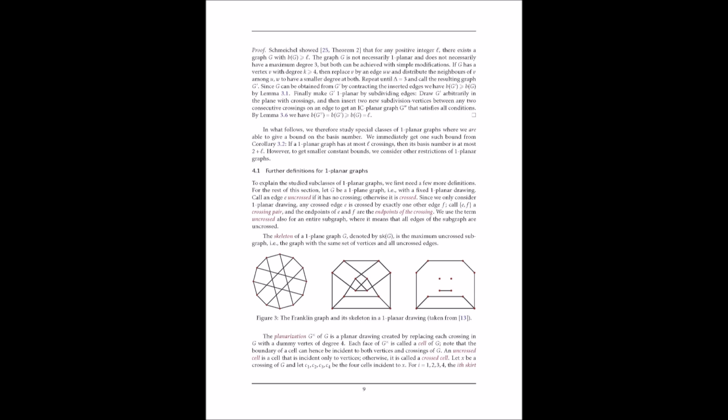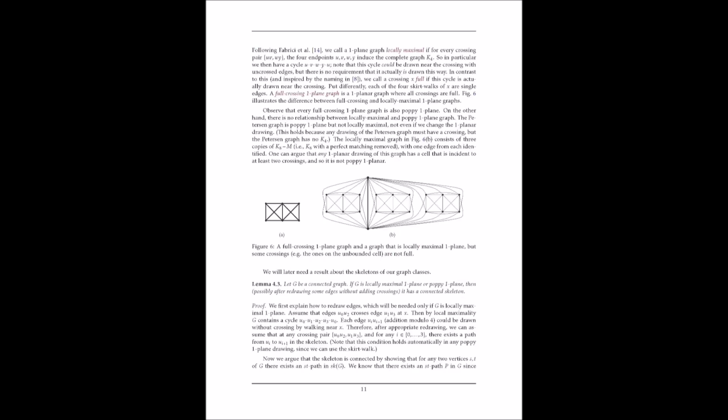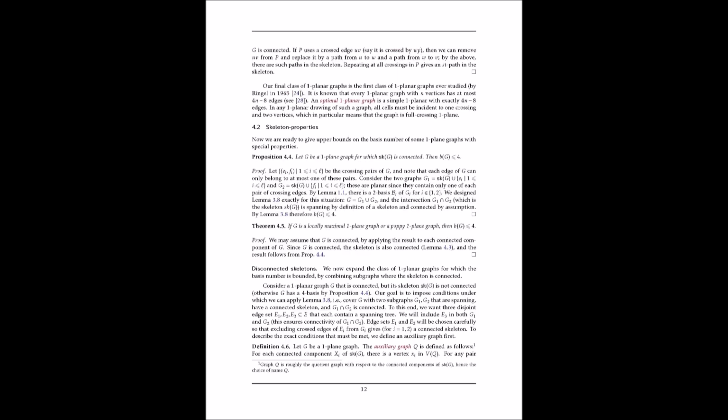But how does this balanced orientation actually lead to that 3 basis result? That's where the real beauty of the paper's proof lies. They develop a very clever construction process that leverages this balanced orientation to create a 3 basis for the entire poppy 1 planar graph. It involves 3 main steps. Okay, I'm ready for a mathematical journey.